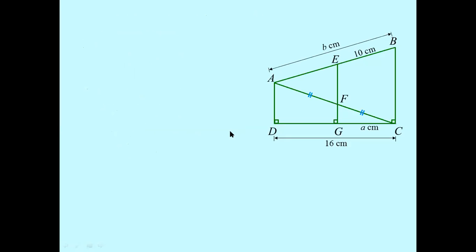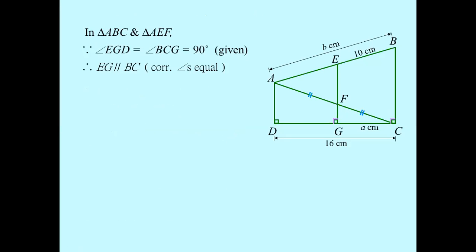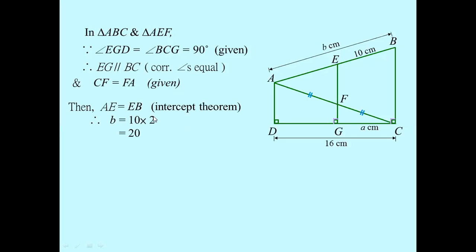Then the next, we consider the triangles on the upper right-hand corner. The triangle ABC and triangle AEF. And this time we have the right angles at G and C as well. So they are corresponding angles. By the corresponding angles equal, so we draw the conclusion that EG is parallel to BC. With the parallel lines and equal lengths, then we have AE is equal to EB by the intercept theorem. Hence, the unknown b is equal to 2 times of 10, which is 20.